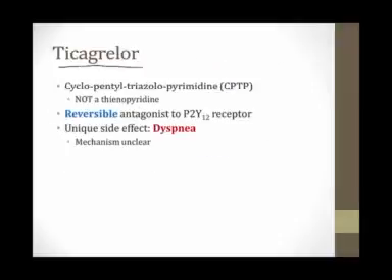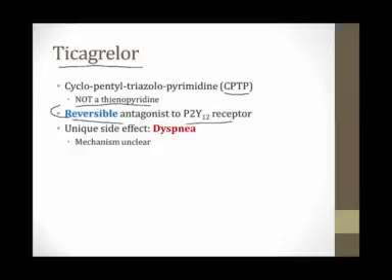Ticagrelor also blocks the P2Y12 receptor and blocks the effects of ADP. However, it has a different chemical structure from the thienopyridines. It is not a thienopyridine. It is called a cyclopentyltriazolopyrimidine, or a CPTP. And what's different about this drug is that it reversibly blocks the P2Y12 receptor. It's been touted as a drug that has a quicker washout than the thienopyridines.